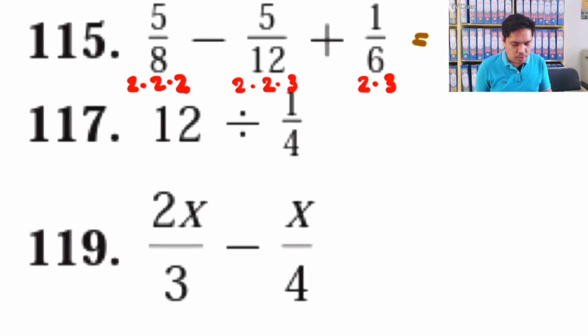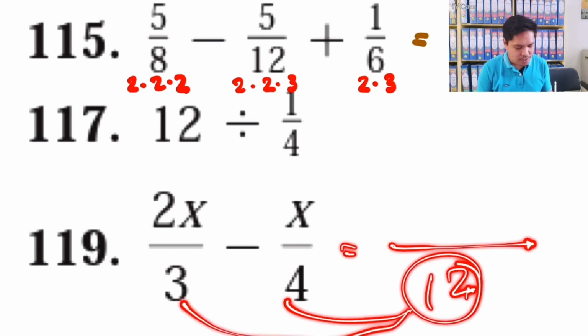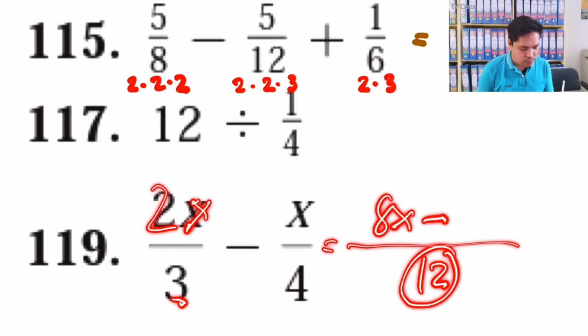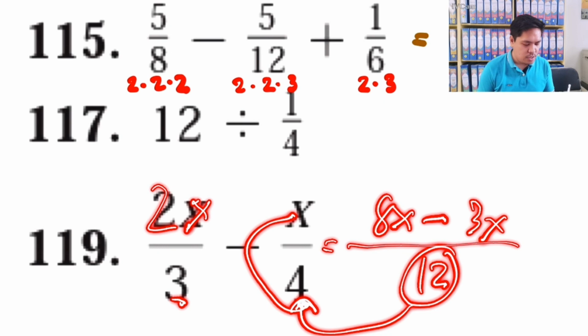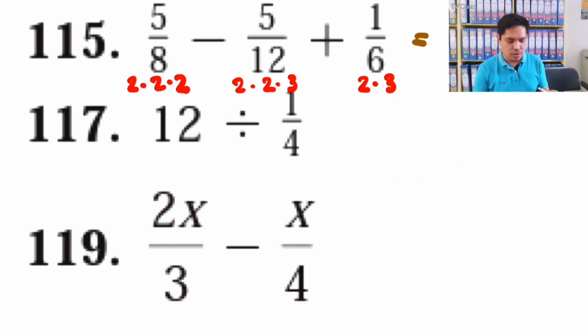How about here? What is the common denominator? What number is divisible by both 4 and 3? It's 12. Same process. 12 divided by 3 is 4, times 2x, that would be 8x. Minus 12 divided by 4 is 3, times x, so that's 3x. And what is 8x minus 3x? That would be 5x. So the answer is 5x over 12. Continue with the rest on your own.